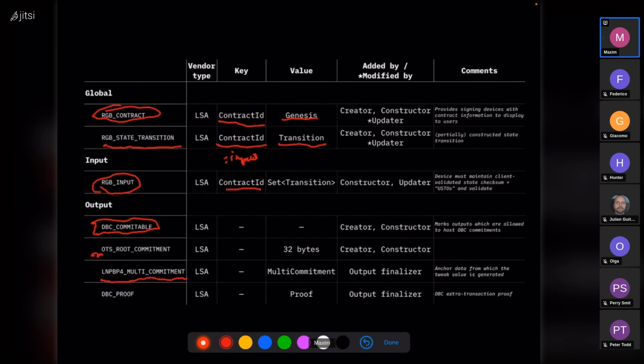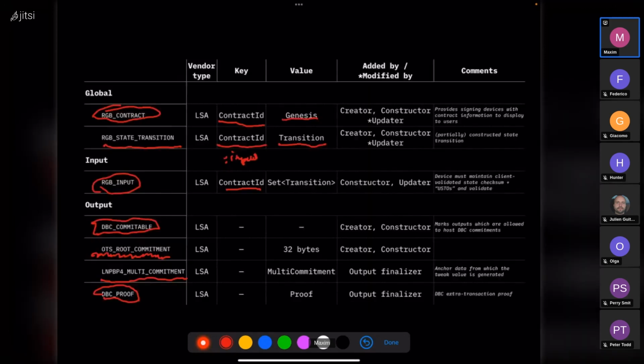And for instance, if the PSBT will be used with OpenTimestamps, the OTS root commitment can go here. And finally, when the output finalizer creates the commitment and the proof, it puts the proof of the commitment into the output field, into the output that contains the actual commitment. So that's the PSBT workflow. And that's all for today.